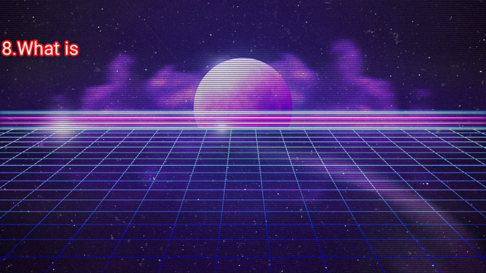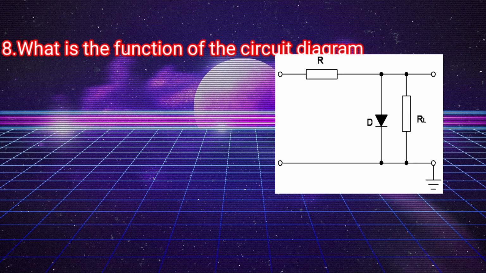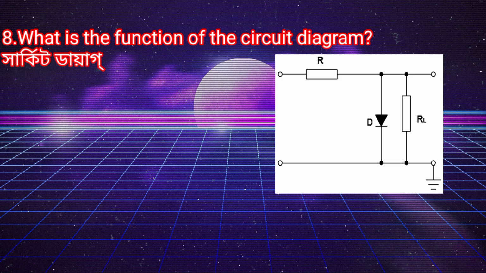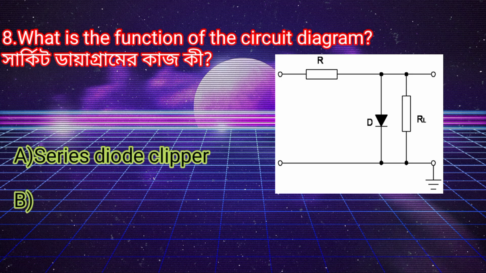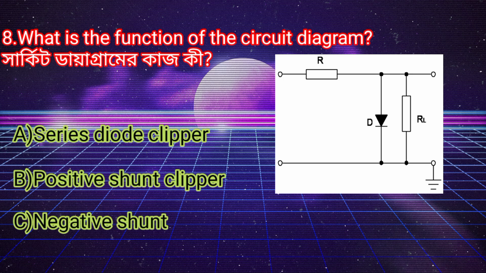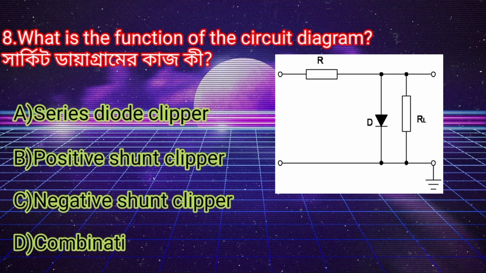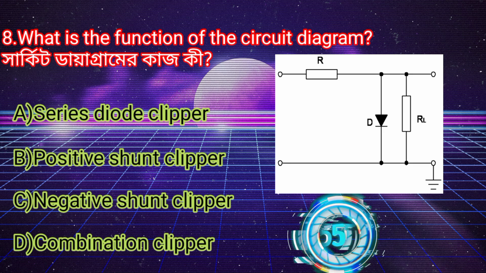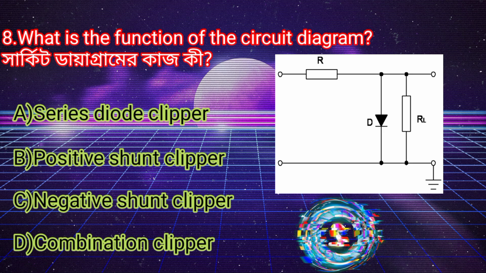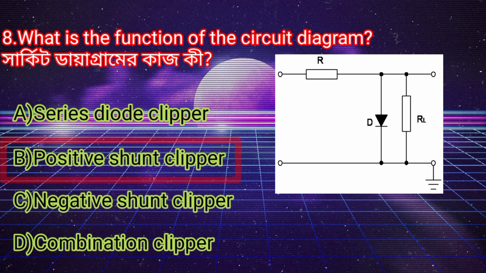What is the function of the circuit diagram? Option A, series diode clipper. Option B, positive shunt clipper. Option C, negative shunt clipper. Option D, combination clipper. উত্তর হবে option B, positive shunt clipper.